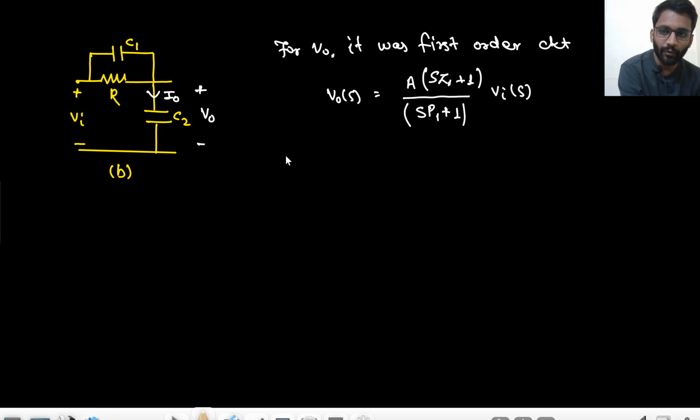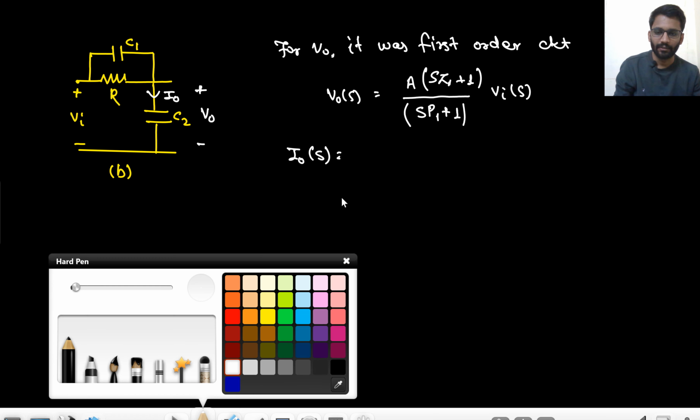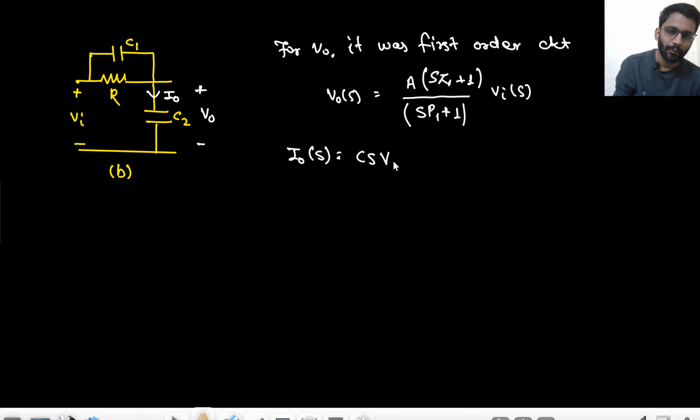This is the way. Now, what will be your I note S? I note S will simply be 1 by CS into V in S, right? Oh, sorry. Not 1 by CS, C dVc by dt it is. So, CS into V in S. So, in case of a capacitor, the current adds up a zero at omega equals to 0, not a pole.